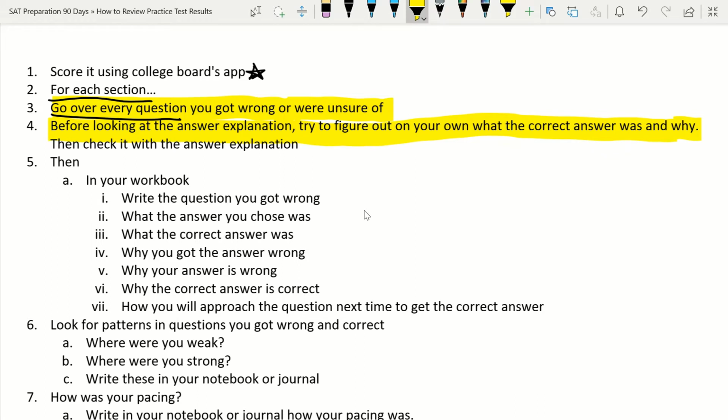So it's really going to help you build that muscle memory in your brain, and the brain is a muscle, of really understanding how you can get to that correct answer, right? So that's really the big thing there, is that it's going to help you remember a lot more. So if you see you got a question wrong, then before you look at the answer, try to figure out on your own what the correct answer was and why. After that, you're going to check it with the answer explanations.